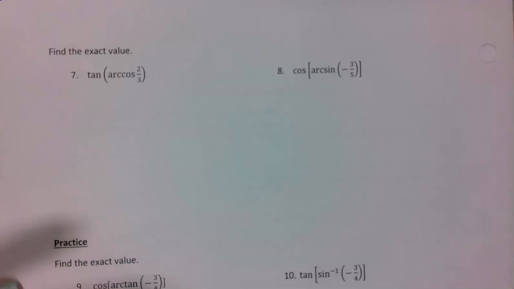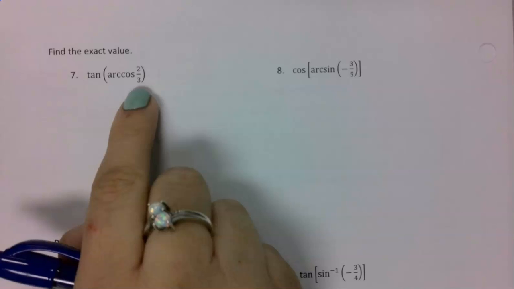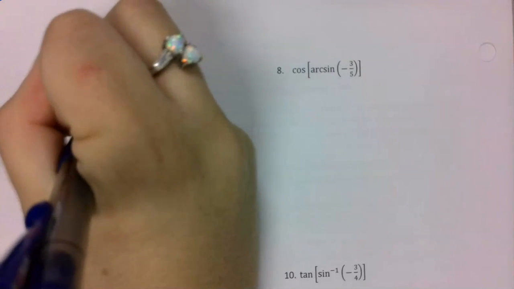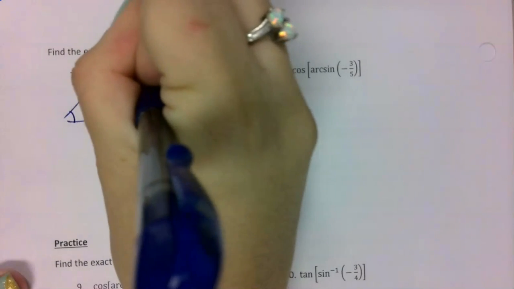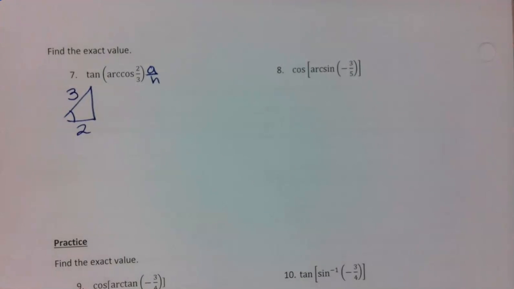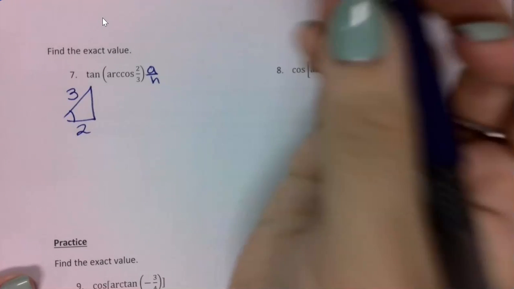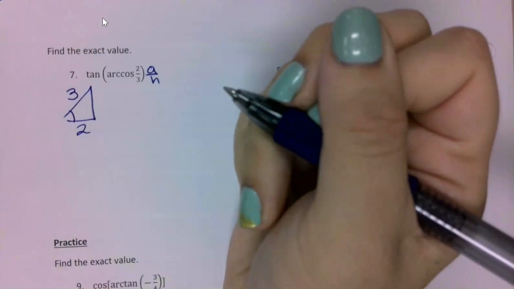Okay, so these ones, guys, notice these ones are not the same inverse. This one's tangent of arccosine. So what I want to do here is draw some triangles to help me solve. So cosine, remember, is adjacent over hypotenuse. So I'm going to label my adjacent 2 and my hypotenuse 3. And then what do I need to solve for tangent? I need my opposite side. So what am I going to do to find that? The Pythagorean theorem.